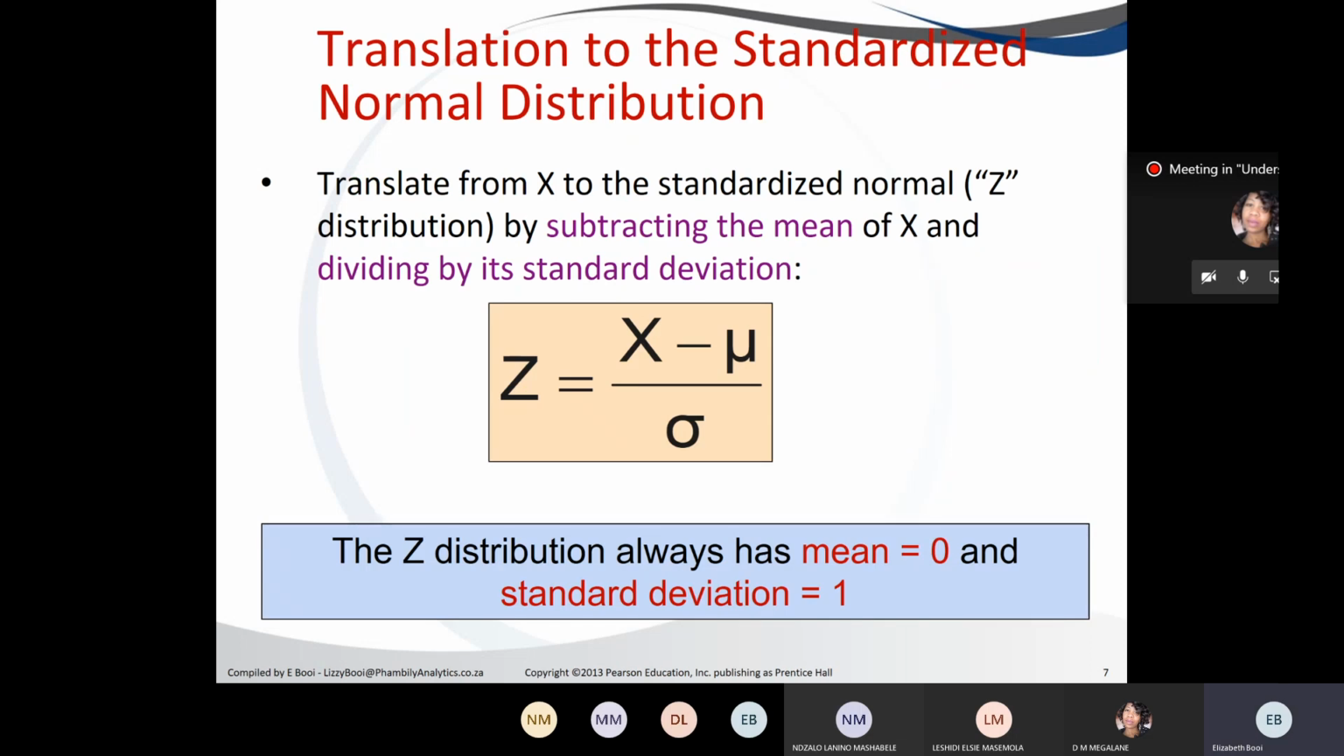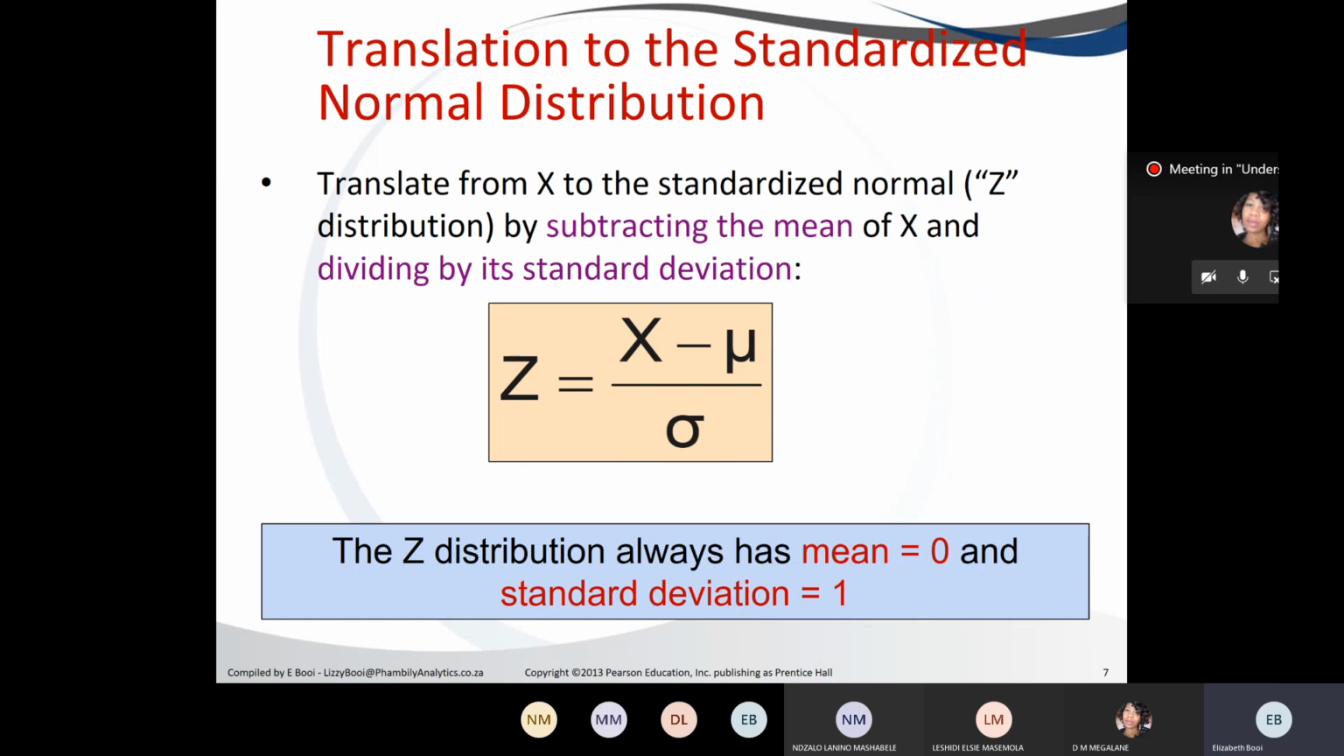And because we're working with the x observations, it means we want to translate your x values to be a standardized normal distribution value, which means converting your x values to z values. And later on, we will learn how to use the z values to find the probabilities.